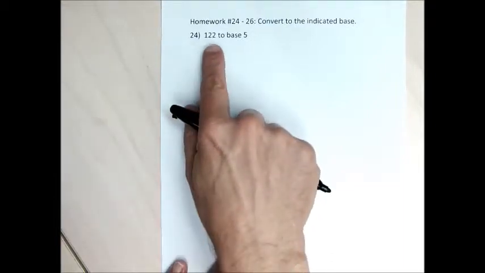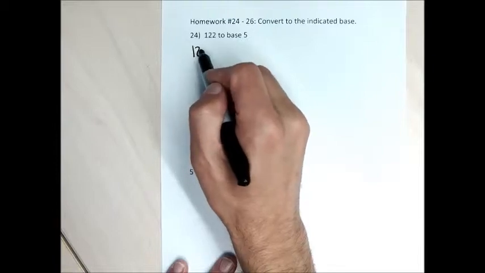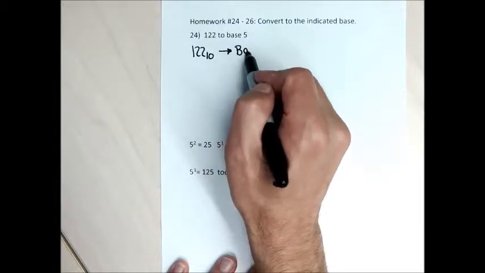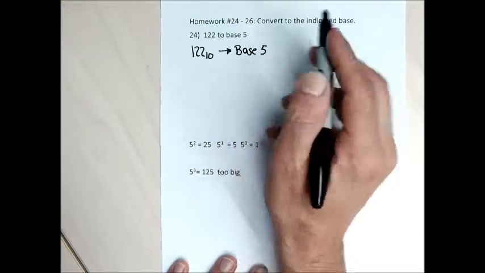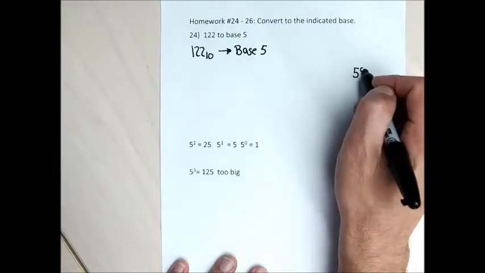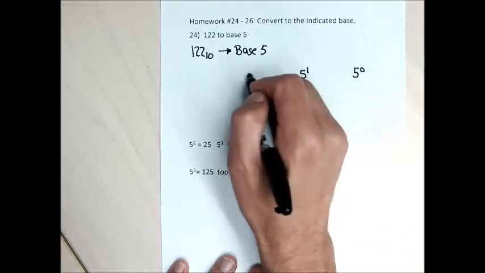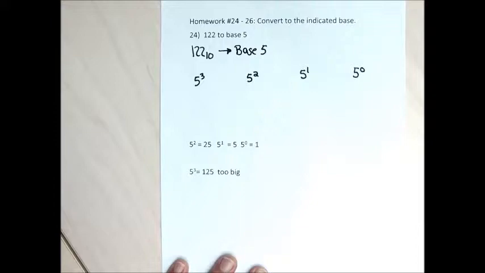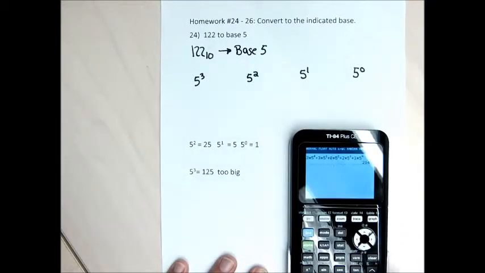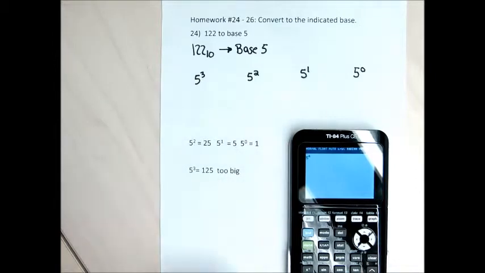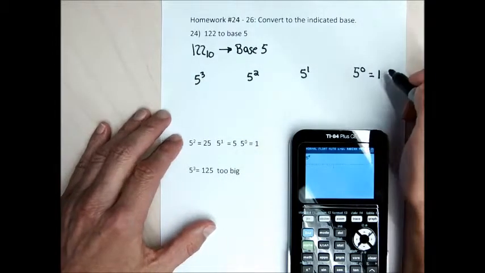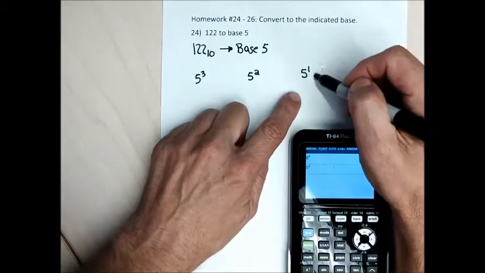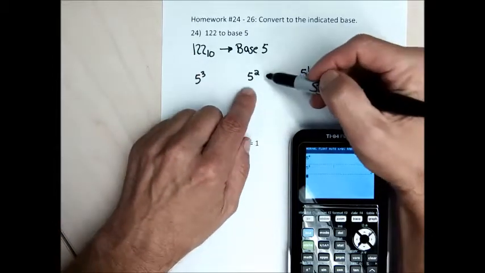So problem 24 wants me to take 122 base 10 and convert it to base 5. And in order to convert something into base 5, I need to know all the powers of 5 that are less than that number. Once I get to a power of 5 that's bigger than the number I'm changing out of, then I can not worry about that number and start my work. So 5 to the 0 power is the first power of 5 that I need to worry about. It's 1, it's less than 122. I'll move on to the 5 to the first power. 5 to the first power is 5. It's less than 122, so I'm going to check 5 squared.